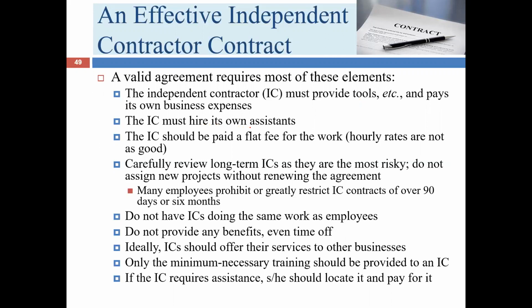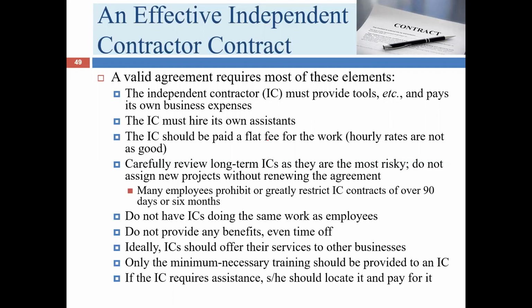It's even a good idea to specify even if there aren't going to be assistants, because, again, this would be evidence that there is an independent contractor situation. And you should work towards a flat fee for the work. Hourly rates are not as good. Now, they aren't terrible, but they aren't as good as a flat fee arrangement. So move towards that situation. Even daily rates are better than hourly rates for an independent contractor situation.